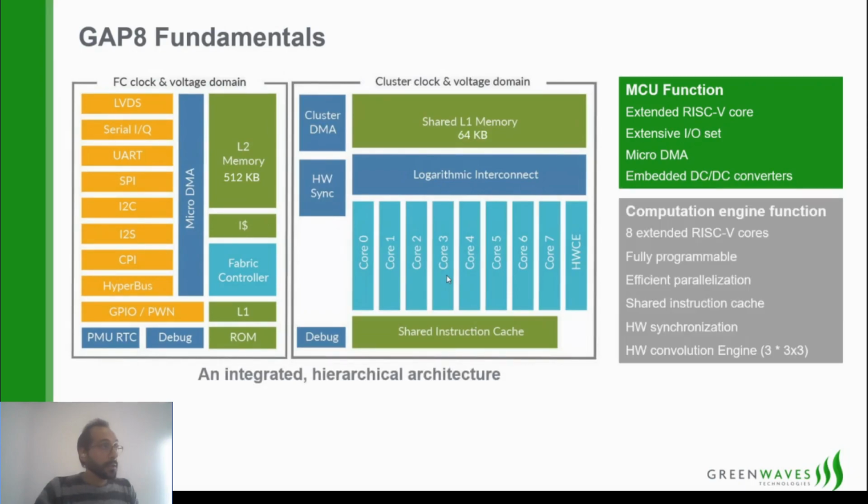And then we have a second part of the chip, which we call the cluster, which is a cluster of 8 RISC-V cores. They are fully programmable cores, and they share an instruction cache and share 64 kilobytes of L1 memory, which can be accessed in one cycle. Each of the cores can access directly all the memories inside the chip, but we can also use the cluster DMA to hide memory movement while the cores are working on their tasks.